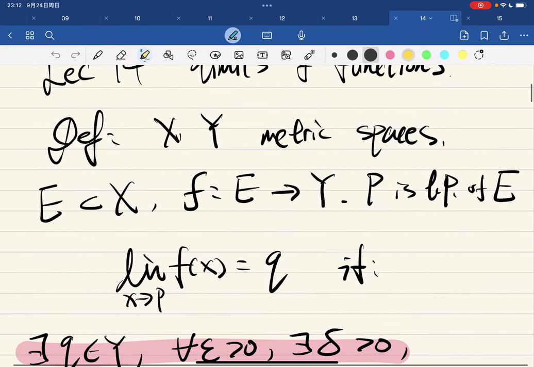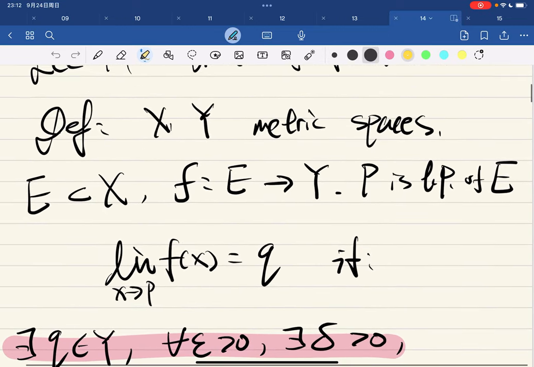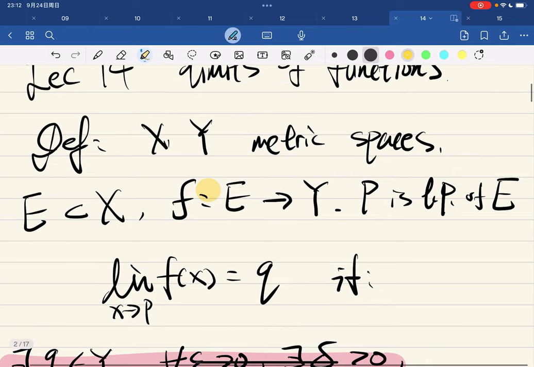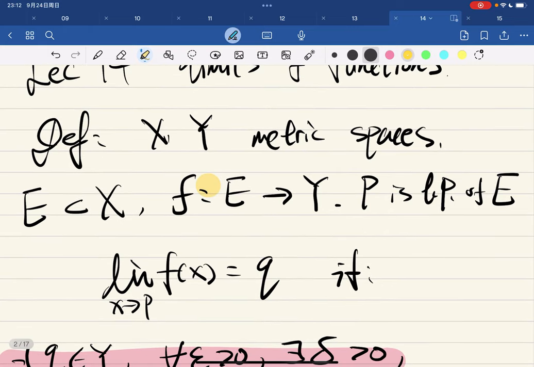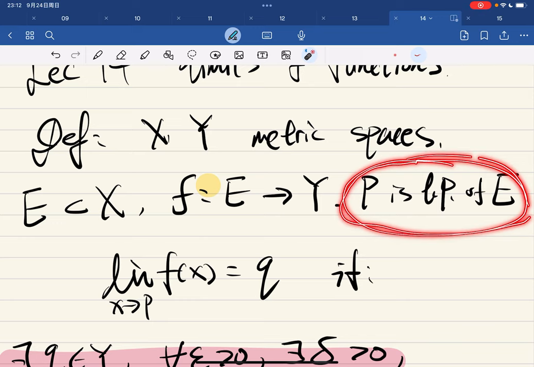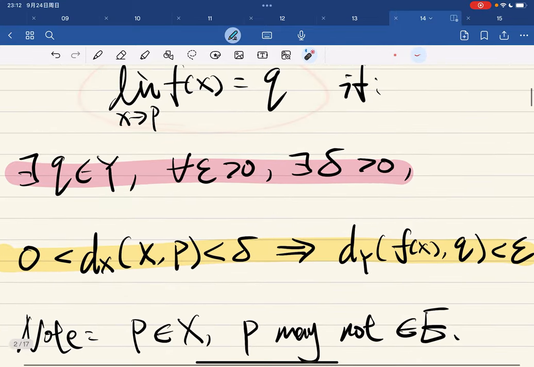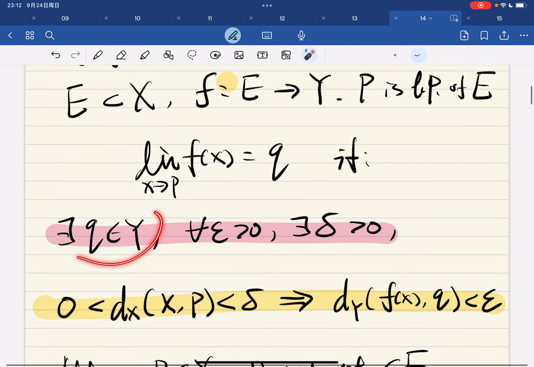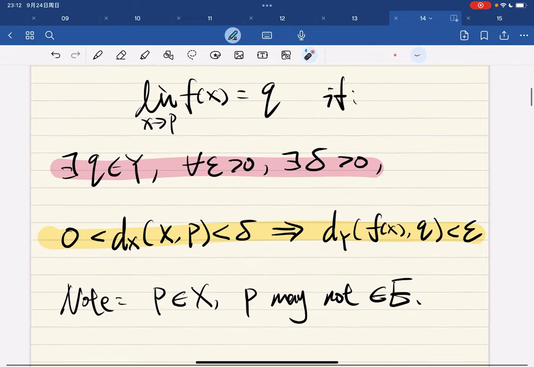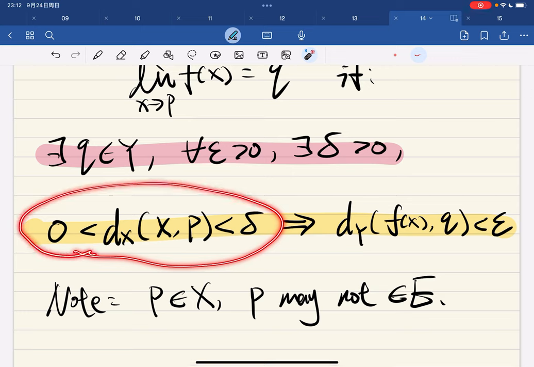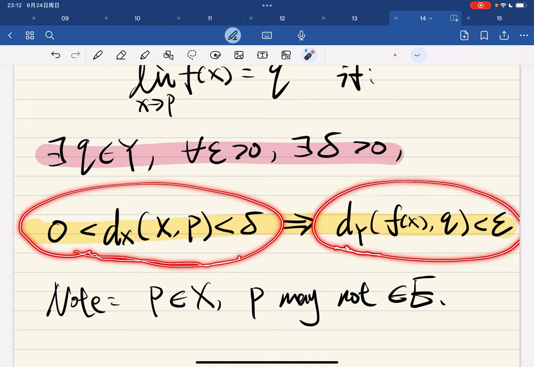The definition of a limit of a function: X, Y are metric spaces, E is a subset of X, f maps from E to Y, and p is a limit point of E. This guarantees that every punctured neighborhood of p intersects E. We write f(x) converges to q if there exists a q in the metric space Y such that no matter what tolerance epsilon you choose, there exists a delta such that when x is in the punctured neighborhood of radius delta, f(x) maps into the epsilon neighborhood of q in metric space Y.